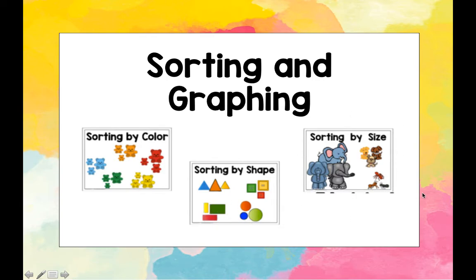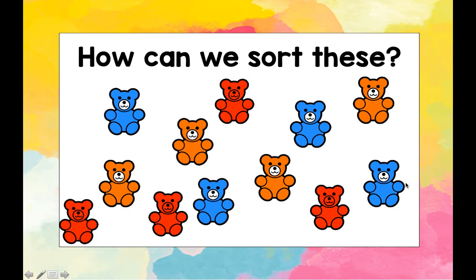We can also sort things by size. Size means big, medium, or small. So we have all the big elephants here, we have all the medium dogs here, and we have all the small ants here. So that's how we sort things. We're going to practice sorting on the next pages.